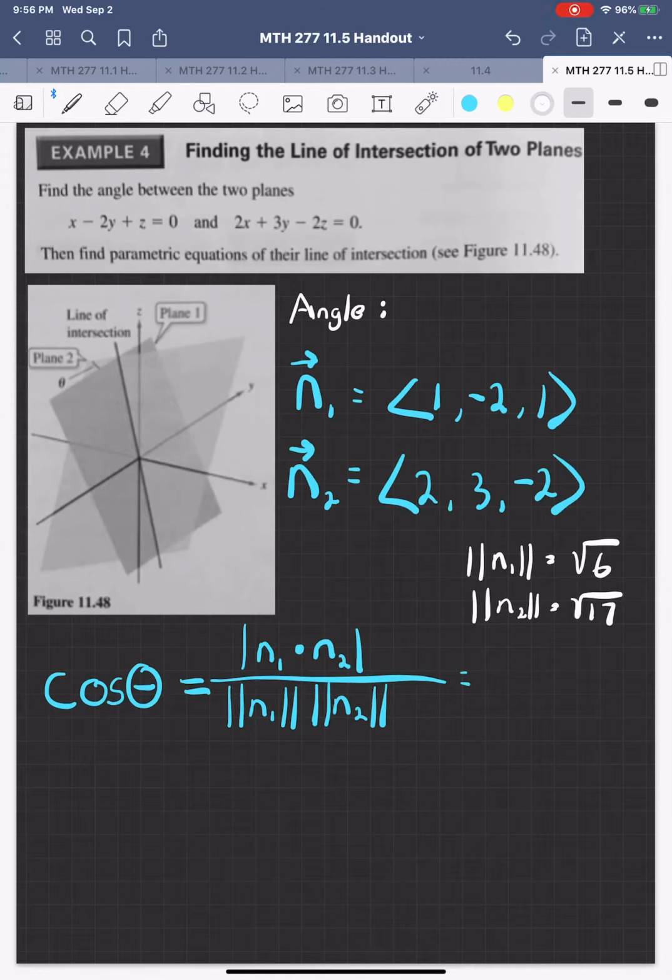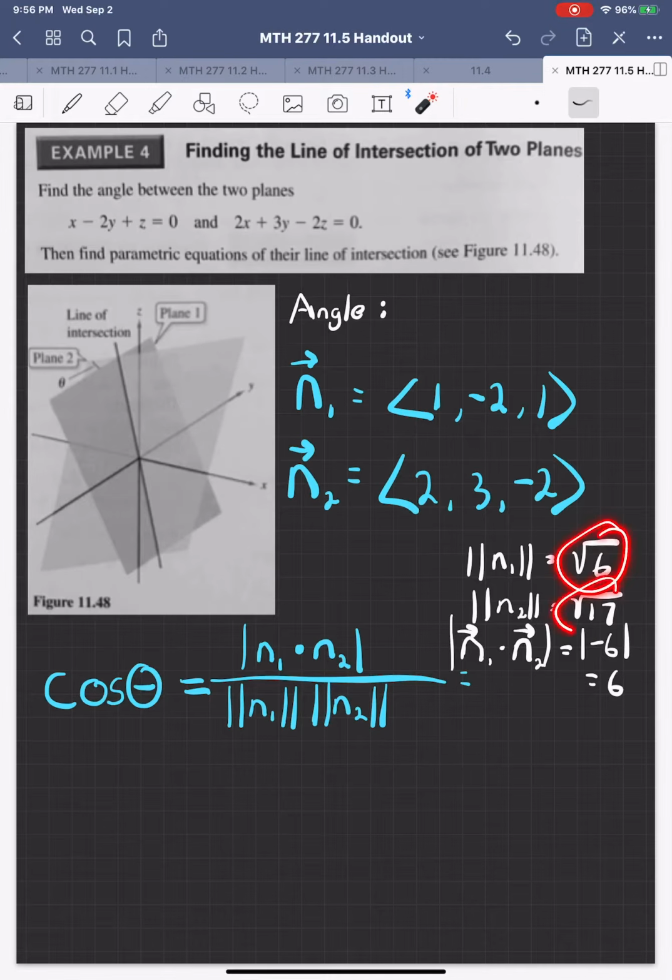And the dot product, I'm just going to write this here. So n sub 1 dot n sub 2. We want the absolute value of that. So that's the absolute value of -6, which is just equal to 6. All right, so I know what to plug into this equation. Ready? Let me go ahead and do that now and finish this up.